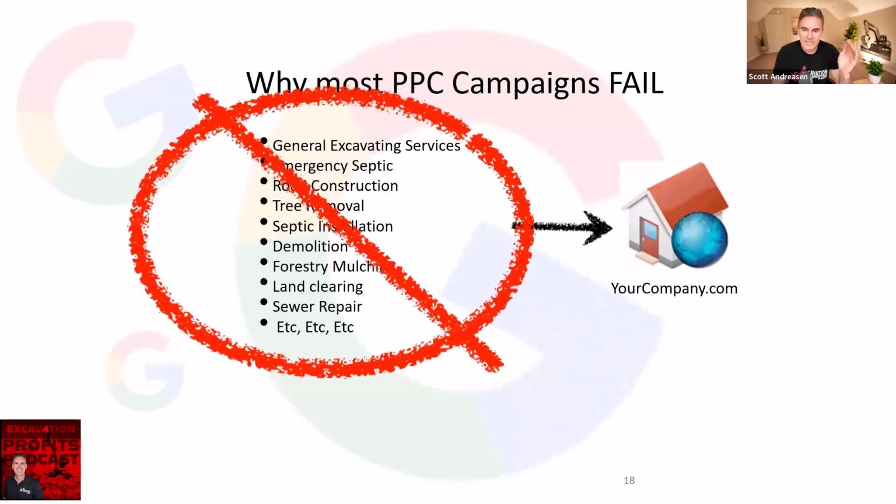So right here, this image, why most PPC campaigns fail: you see on the right, it says yourcompany.com. That's your main website. And on the left, we've got a bunch of services: general excavating, emergency septic, road construction, tree removal, septic installs, demolition, yada, yada, yada. And what we see a lot of times is the business will run the pay-per-click ads to their main website. And that's a no-no for several reasons, which I'm going to get into in a moment.